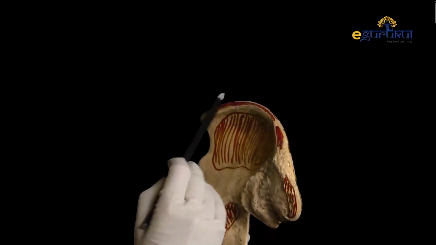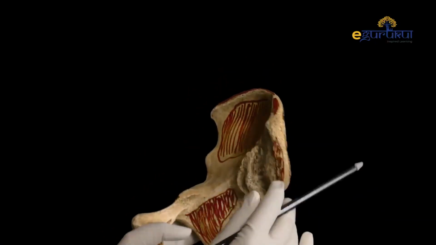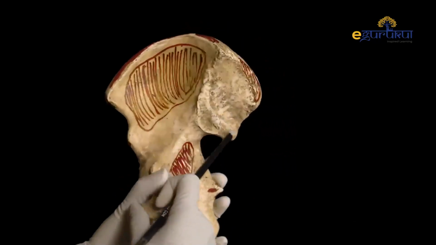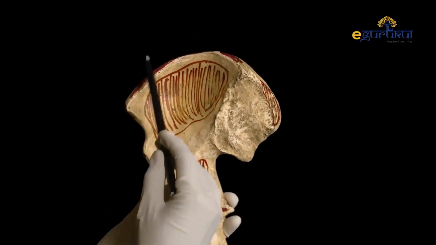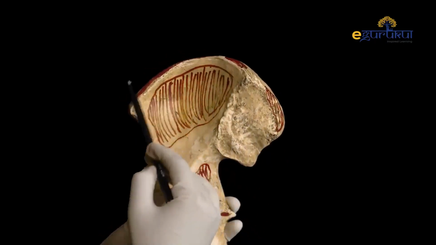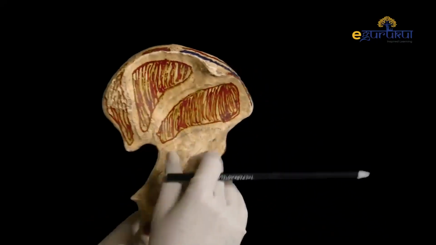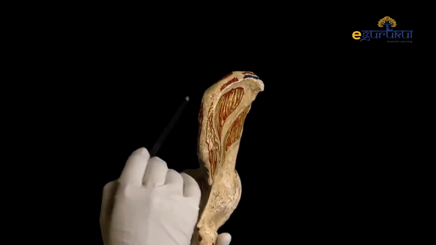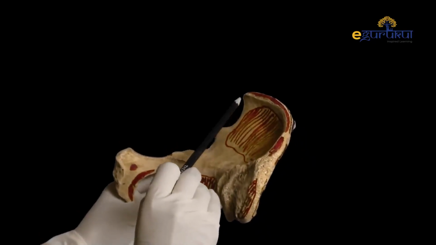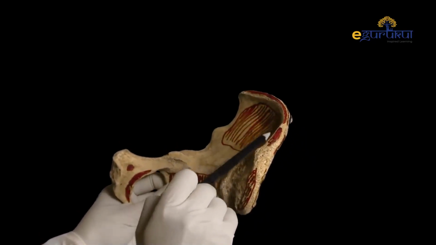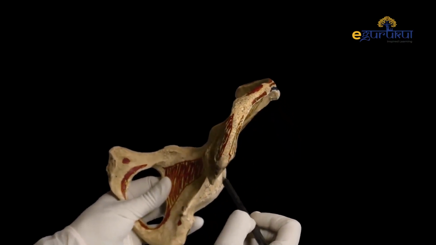Talking about the upper end first, the upper end of the ilium is called the iliac crest. If we look from the anterior to posterior side, this is the anterior side, this is the posterior side. Antero-posteriorly, the iliac crest is convex upwards. And if we look from the medial and lateral side, the anterior 2/3 is concave inwards, and the posterior 1/3 is convex inwards.